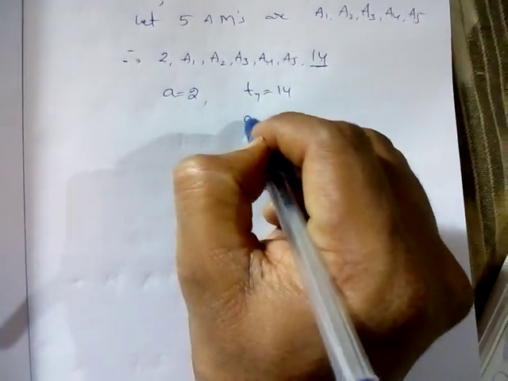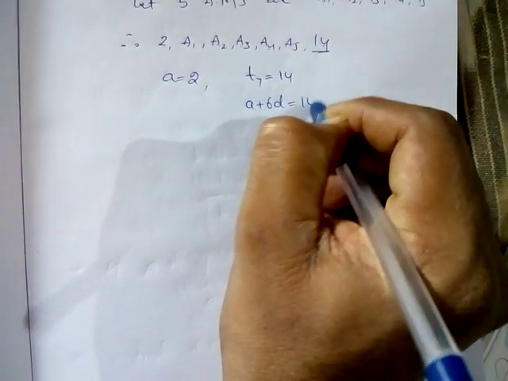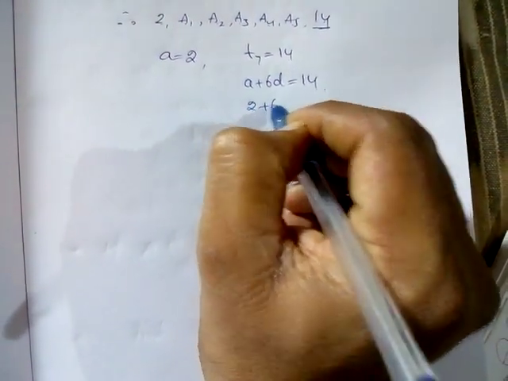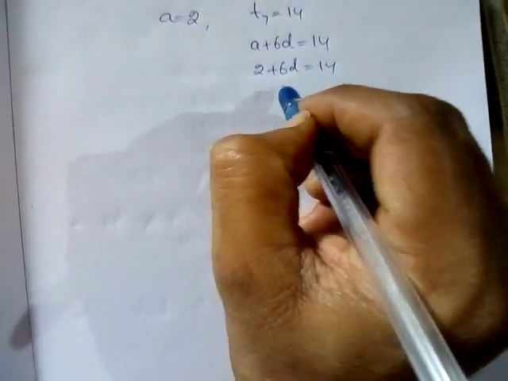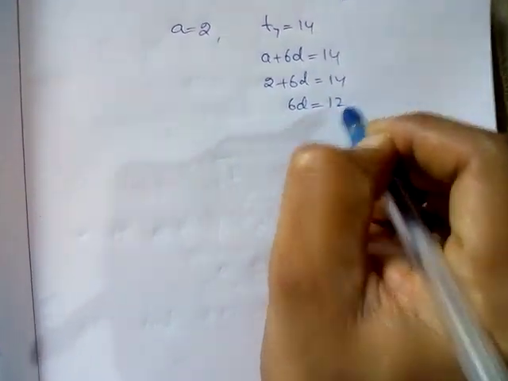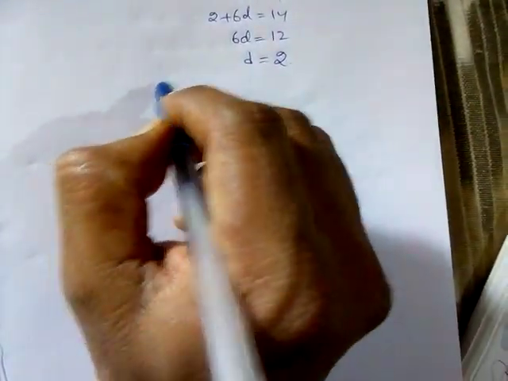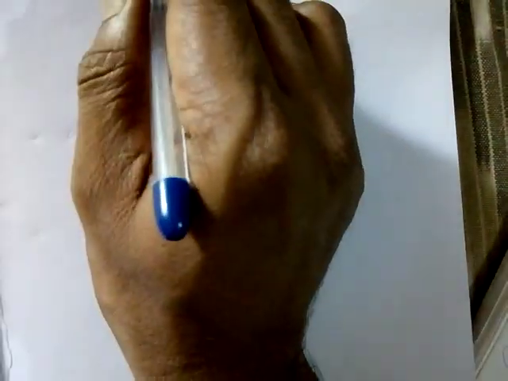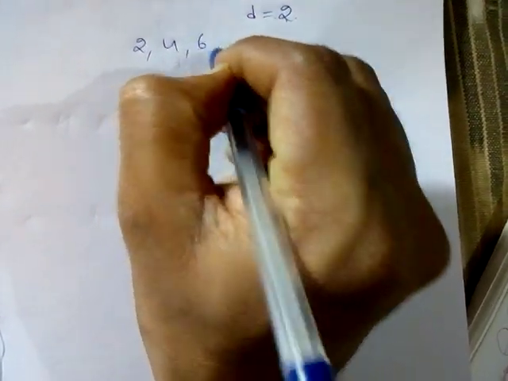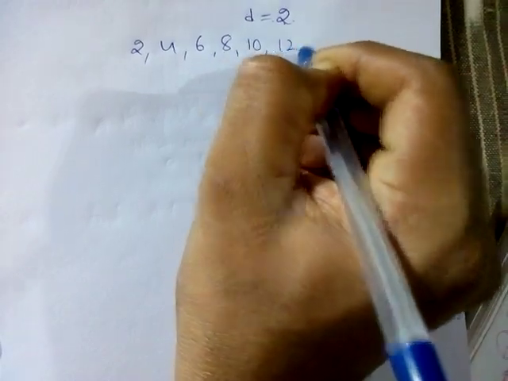What is the formula for T7? a plus 6d. So the a value is 2. 2 plus 6d is equal to 14. 6d is equal to 12. d is equal to 2. So therefore the arithmetic means: 2, a1. a1 means the second term. 2 plus 2, 4, 6, 8, 10, 12, 14. This is the answer.